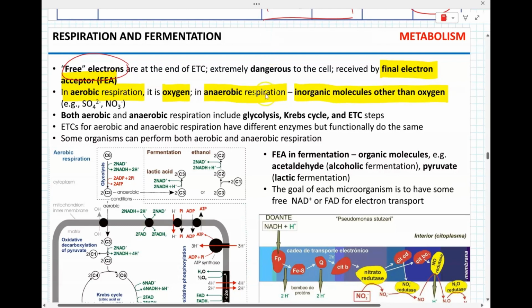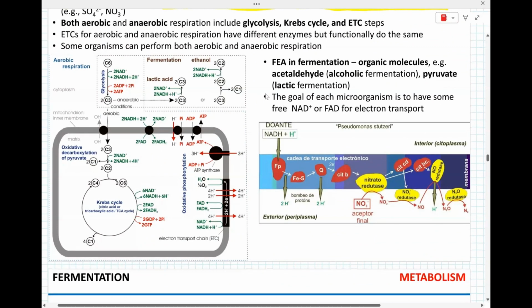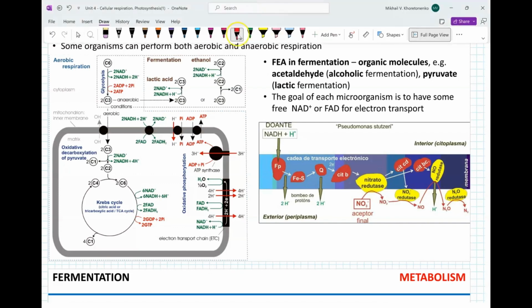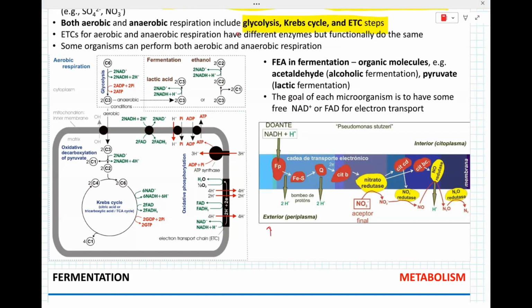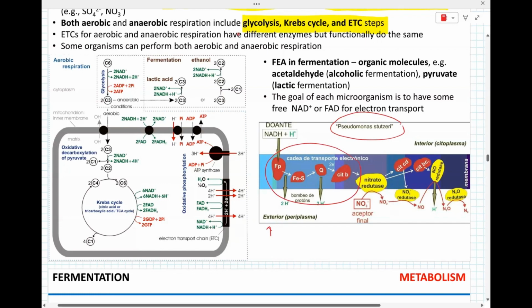I want to specifically emphasize that both aerobic and anaerobic respiration include these steps: glycolysis, Krebs cycle, and the electron transport chain. An example of an electron transport chain in anaerobic respiration is shown in the bottom right corner of this slide. This is the process of anaerobic respiration in the microorganism called Pseudomonas. You can see that just like in aerobic respiration, complexes of the electron transport chain pump protons on the exterior side of the membrane.